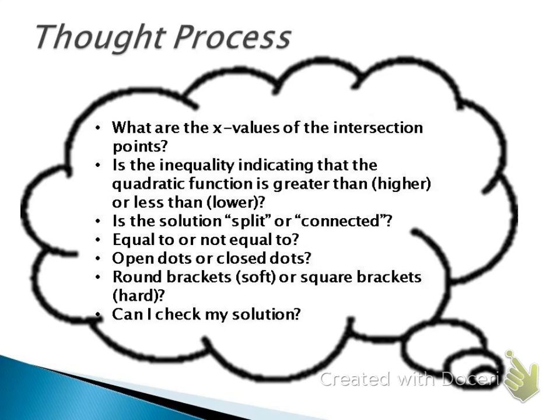So we start with finding the x values of the intersection points. Then we determine what the inequality is indicating, whether it's saying that the quadratic function should be greater or whether it should be less. We use the graph then to determine if the solution is split or connected, and we use the inequality symbol in the inequality statement to determine whether it's equal or not equal to, which helps us figure out what types of dots and what types of brackets to use.